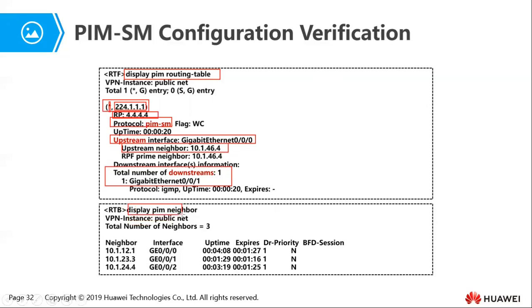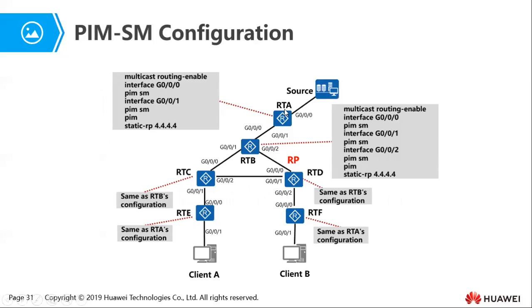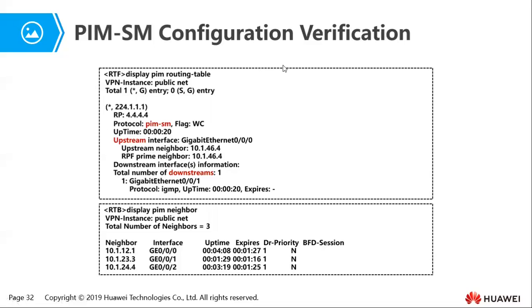Let's also do this on RTB. Display pim neighbor. So where is RTB? RTB is interconnected to RTA, RTC and RTD. We can see the neighbors here. It has three neighbors: router one, router three, and router four. You see that by looking at the last bit of the IP address, and the interface via which they have been interconnected. So these are the PIM neighbors for RTB. That is how you check the neighbors.